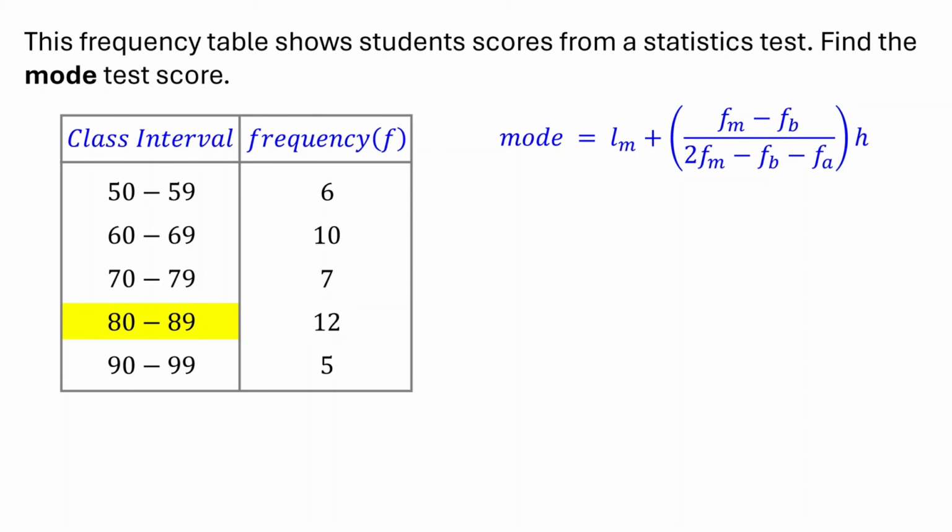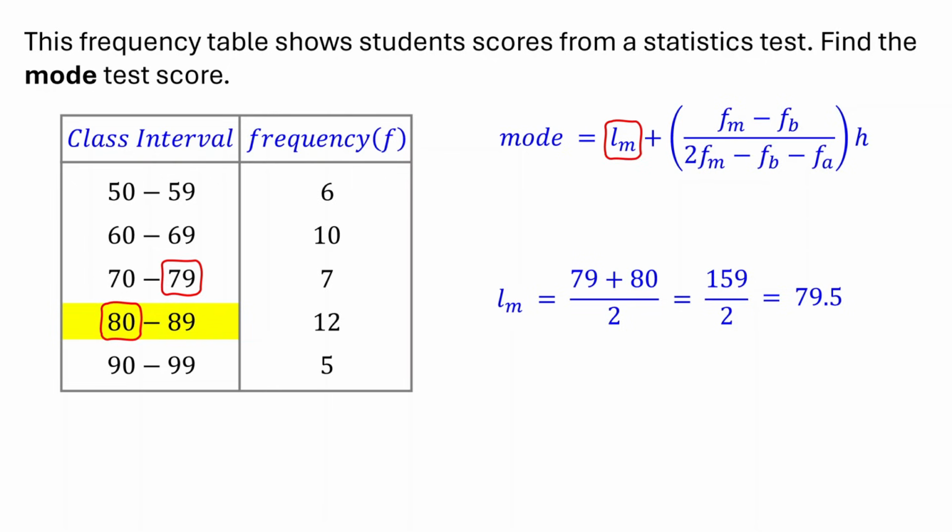The next step is to find the lower boundary of the modal class. The lower boundary of the modal class is the midpoint between the upper limit of the previous class and the lower limit of the modal class. This means taking the average of 79 and 80. That is 79 plus 80 divided by 2, which gives us 79.5. Therefore, the lower boundary of the modal class is 79.5.